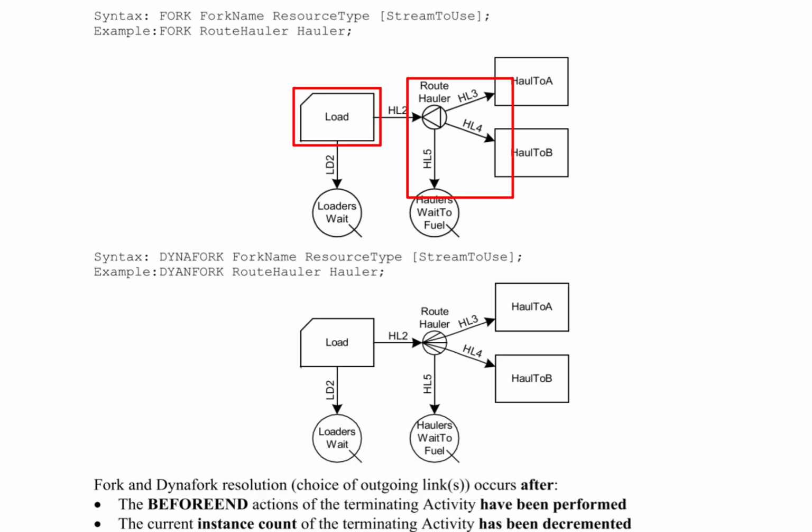Route hauler will add the strengths of all outgoing links, in this case HL3, HL4, and HL5, and will divide the strength of each link by the sum of the three strengths. This will give the probability of selecting each one of the three links.